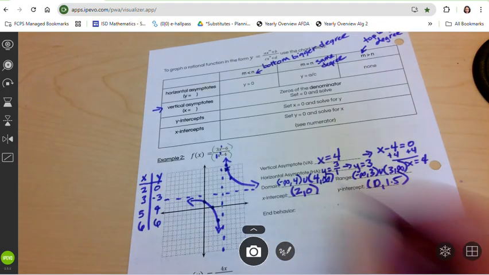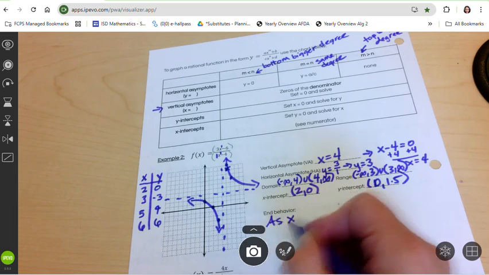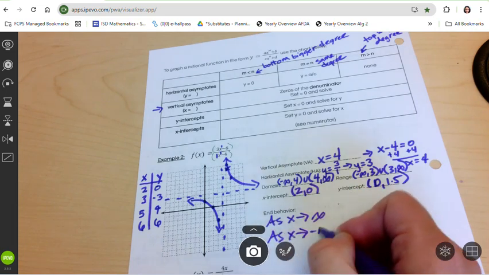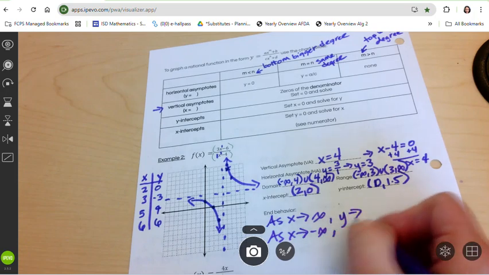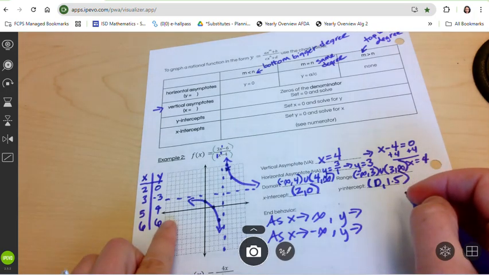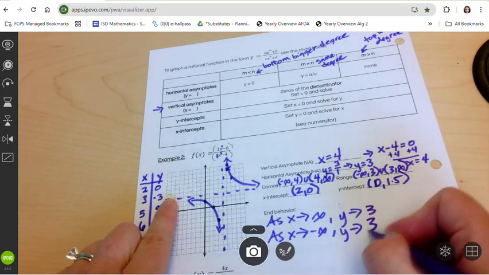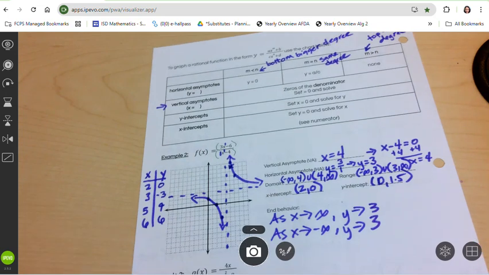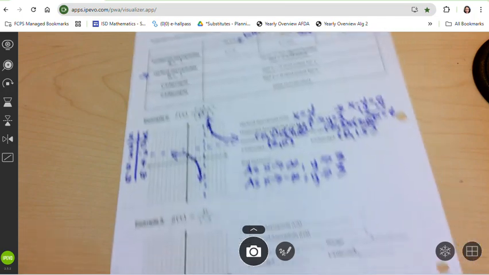And then your end behavior is going to have x going to positive infinity and x going to negative infinity. And your end behavior is your what? Your end behavior is your horizontal asymptote. Excellent work. So it's going to be, in this case, 3, right? Okay. Who has a question on that one? Because I'm ready to start example 3.